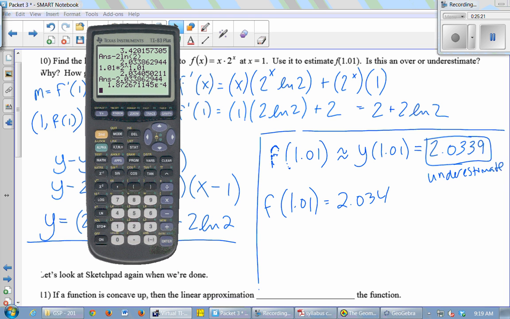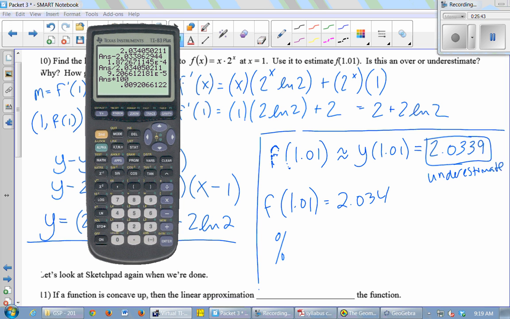Okay, so that's my difference in the two values. And then I'm going to divide by the actual value, which is the 2.034050211, times 100. So it's 0.0092% off. Under, yeah, it's 0.0092% below the actual value.